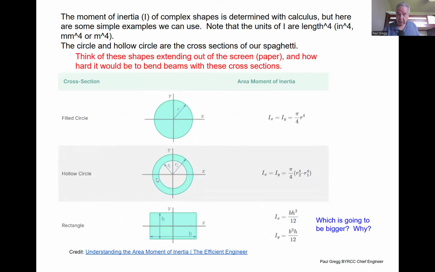Something that has a lot of area to it, the area gets bigger. You take the same amount of material that's in a circle and you put a hollow center in it and move it out. Think of these shapes extended out from the screen, and then try to imagine bending them. The bigger they are, the harder they are to bend. And that's the geometric effect of stiffness, which is called the area moment of inertia.